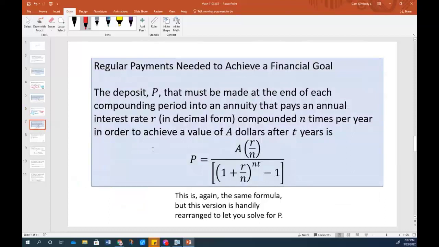But now, what if you were trying to make regular payments to achieve a financial goal? And this is particularly the one that we're going to round up to the next dollar. Round up. Regular payments needed to achieve a financial goal. This is actually the same formula pretty much, but it's been rearranged for you. Since it was such an ugly formula, we're going to use this one in its rearranged form, and we're going to remember, since we're trying to achieve a financial goal, we need to round the periodic deposits up, or else we might come out a little bit short.